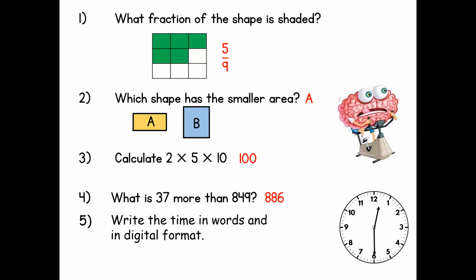Question 5, as normal, is your time question. Write the time in words and in digital format. We can see the minute hand is pointing to 6, so we know that it is 30 minutes past, more commonly known, of course, as half past. It's 12:30, and that's written 12:30.